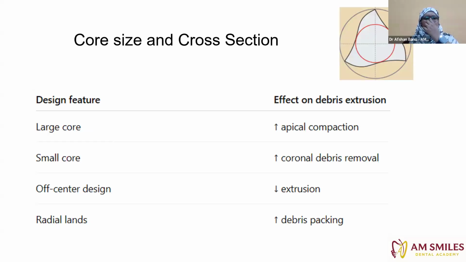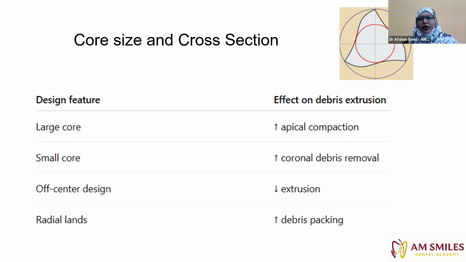And then your core sizes. Whatever might be the cross section, whatever might be the shape of the file, this core size also plays an important role. This core size is nothing but the size of the file, ES1, ES2. These core sizes vary based on the sizes of the file and also the shape and cross section of the file. When the core size is large, it will push the debris towards the apical region. When it is small, it will push the debris towards the coronal region, because more space will be there between the canal walls and the file. So this also plays an important role.